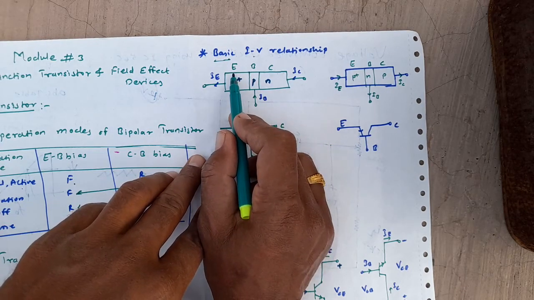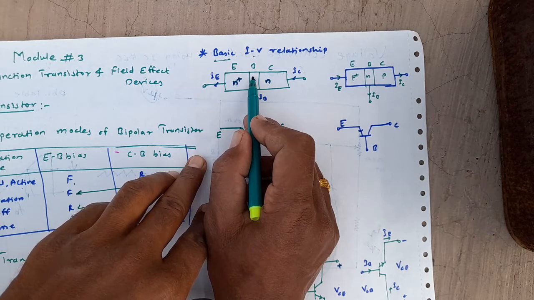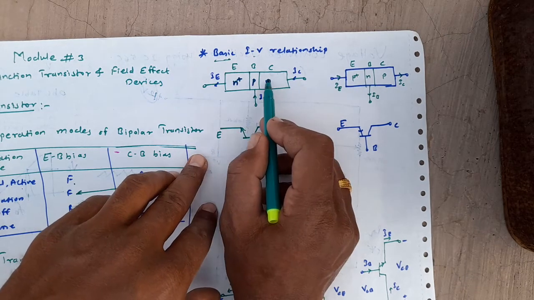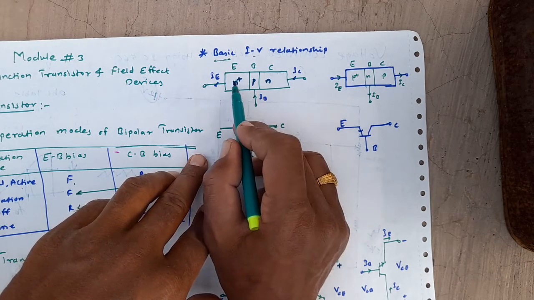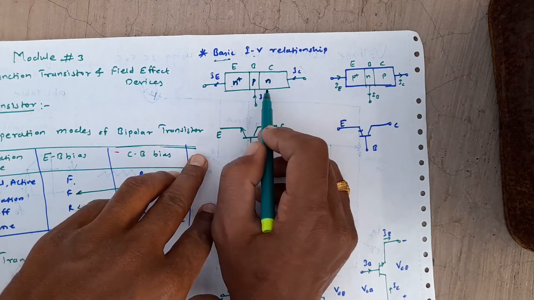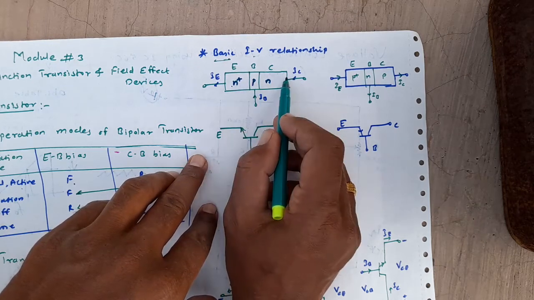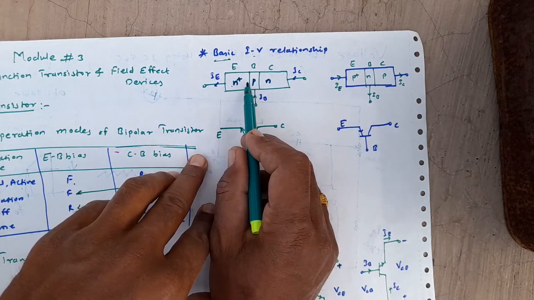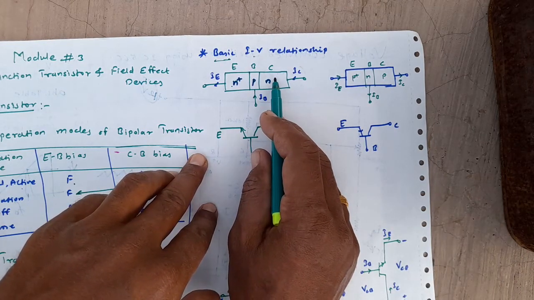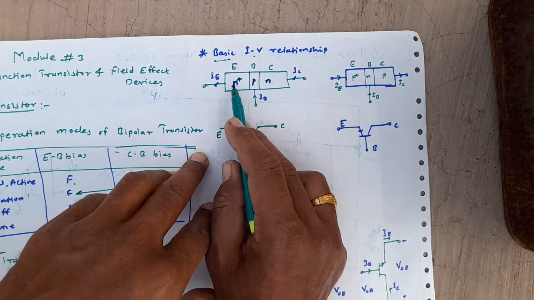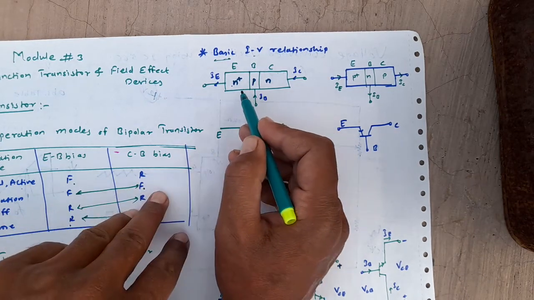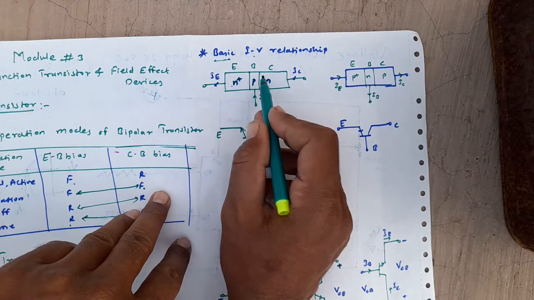Generally the emitter is heavily doped, the base is lightly doped, and its width is very small. The collector is a little bit lightly doped as compared to the emitter, and its area is wider so that it can collect most of the charges which pass through the base. That's why its area is mostly larger as compared to the emitter. And the emitter is heavily doped so that a large number of charges can be emitted by the emitter.